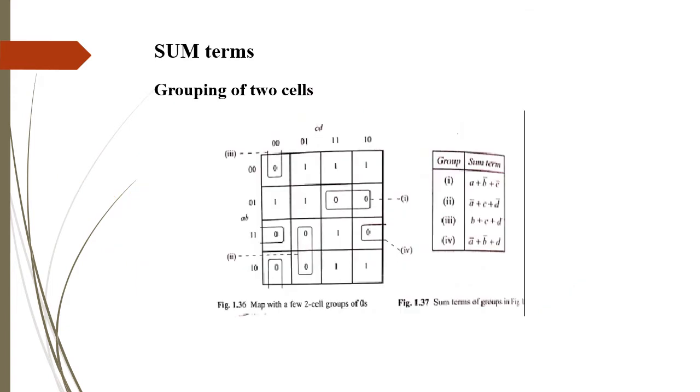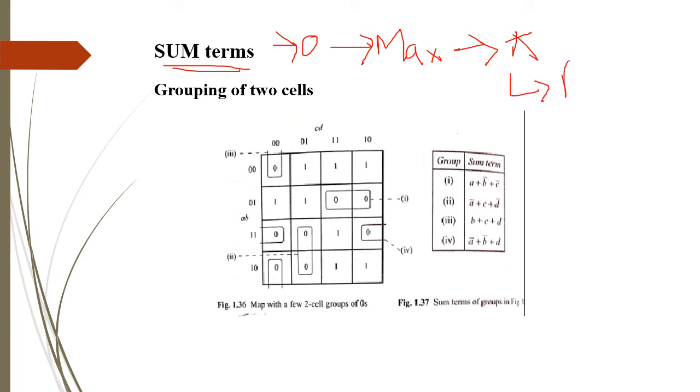So already you have seen the product term. So next is the sum term where the output will be evaluated to 0, and we call this as max term. Okay, and we denote it by pi notation. Finally, whatever the expression we get, it is product of sums. So here also you can group like this, a group of 2 cells.